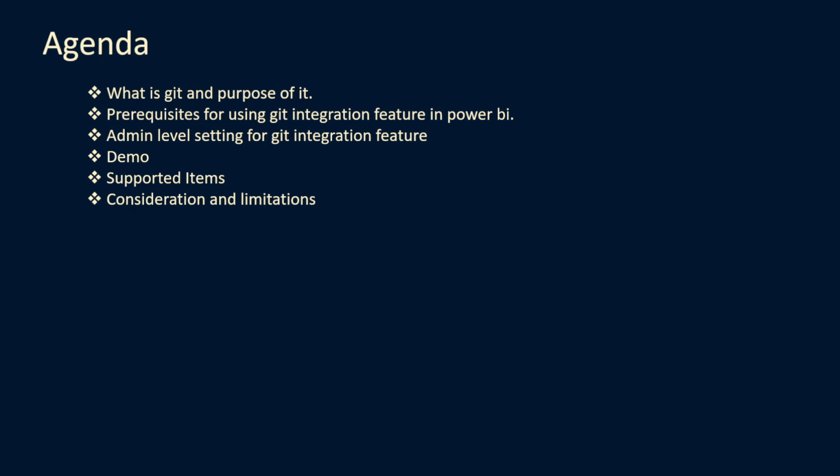Okay, so let's get back to the agenda again. We are done with the prerequisites. Now let's move into the admin level settings for the Git integration feature. For that, let's head over to my Power BI service quickly.